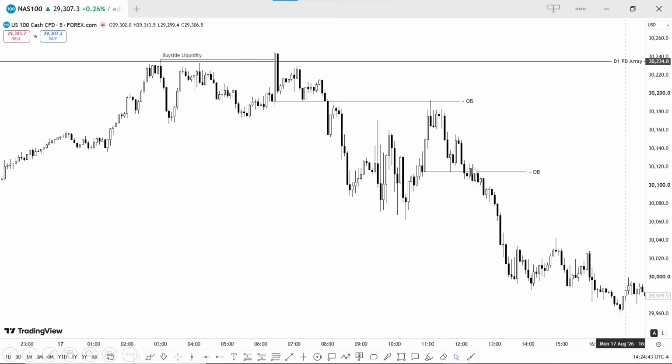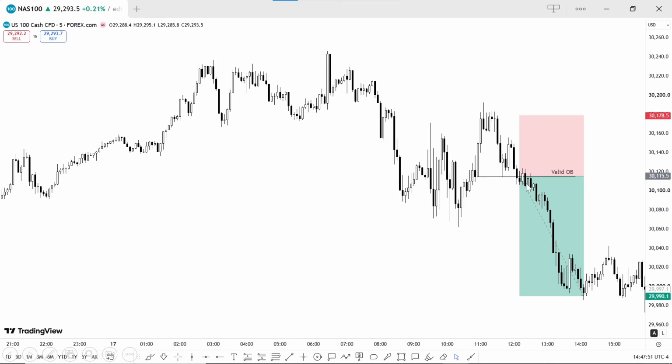And the execution is just going to be like this. The moment price closes below it, I just wait for price to trade back to it and have my entry here. And you saw how that delivered beautifully. So it's just going to be something like this.